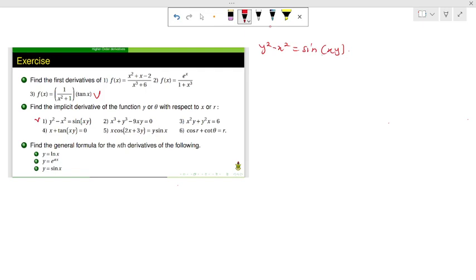So the problem is saying to find the implicit derivative of the function y, or theta, with respect to what? x or r. So for this particular problem, our independent and dependent variables are x and y, so we only focus on x and y. So we are finding dy over dx. Okay, so now let's start.